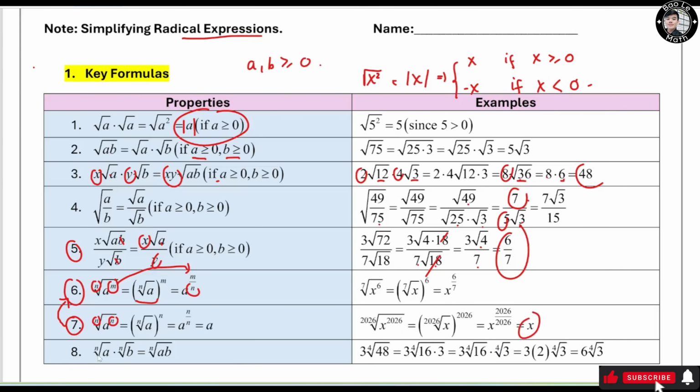Now the last formula: the nth root of a times the nth root of b can be written as the nth root of a times b. So we look at this one right here: 3 times the 4th root of 48. We need to simplify this one. So we can split 48 into 16 times 3. And then we take 3 times the 4th root of 16 times the 4th root of 3. And the 4th root of 16 is going to be 2. And we have 3 times 2 equals 6 times the 4th root of 3.